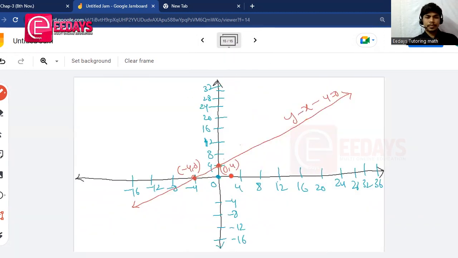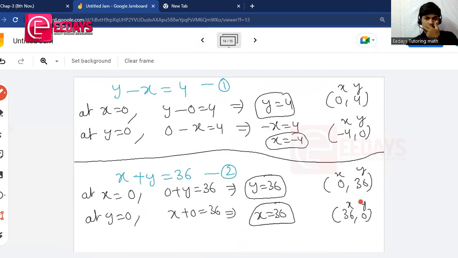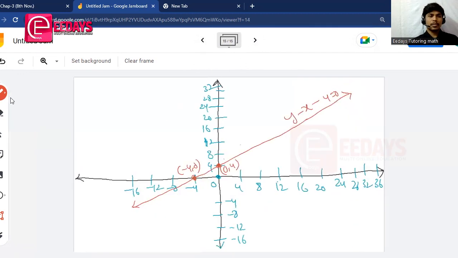All right. Now the second graph, 0 comma 36 and 36 comma 0. 36 is nothing but here, 36 is there. So you just take 0 comma 36 here and 36 comma 0 here. Let's join these 2 points where they both meet.